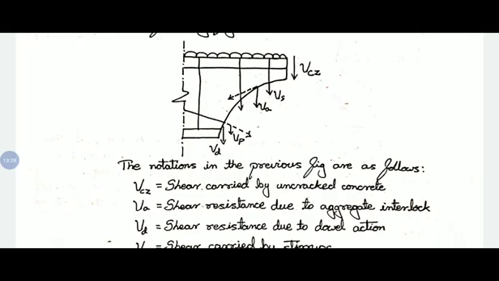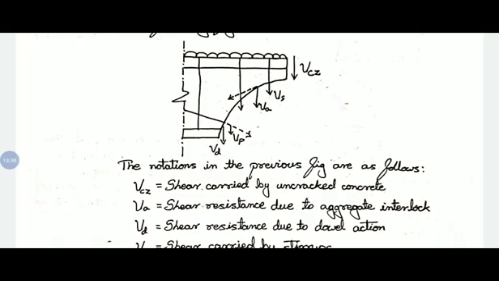Next, VA is the shear resistance due to aggregate interlock. There will be bonding between concrete, cement and aggregates, and there will be interlock between a number of aggregates. Because of that also, some resistance to the shear stresses will develop. So that is shear resistance due to aggregate interlock. And VD is the shear resistance due to dowel action.